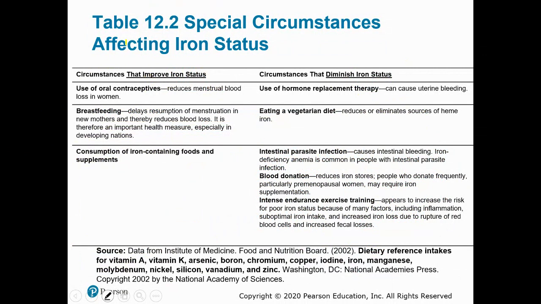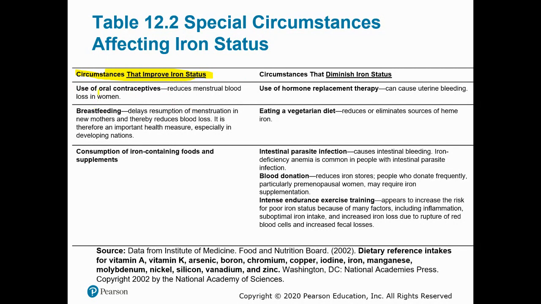Okay, so then coming back here, circumstances that will affect iron status. On the left, these are things that improve the iron status, again, meaning the amount of iron in the body. I'm not recommending the top one, as a means of reducing your iron loss, and I don't actually recommend the oral contraceptives that reduce menstrual blood loss. But anyway, that's not my role in this job.